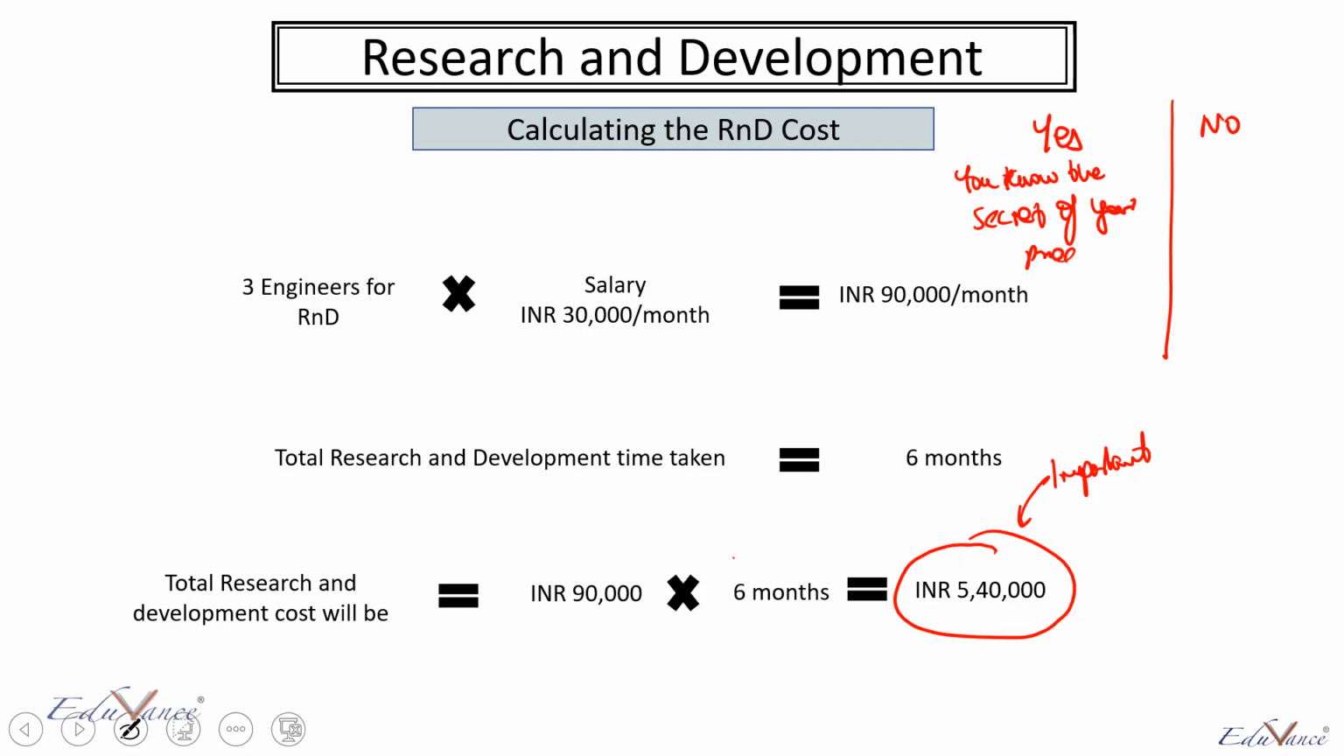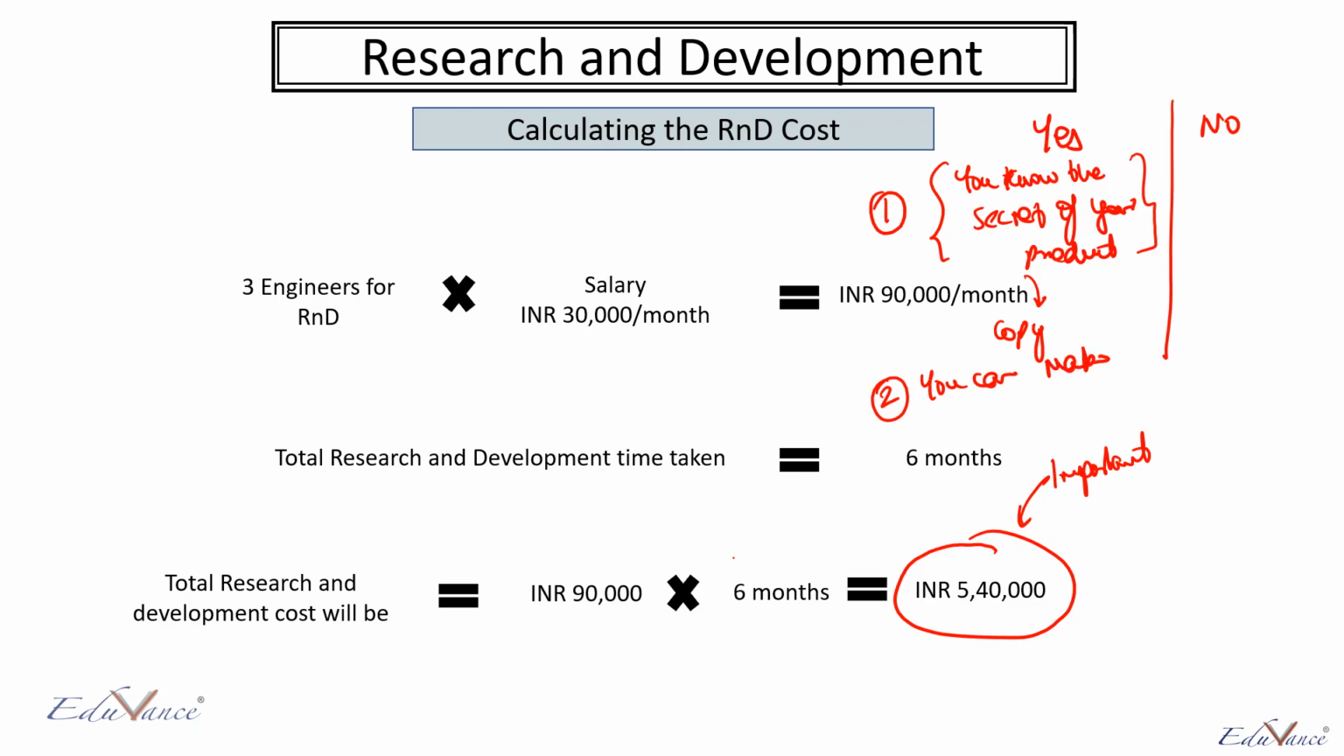So your product is known only by you, and it will be very difficult for somebody to copy your product because you know the secret. So the first advantage of doing research and development is that. The second advantage is that you can make more advancements. So you can keep improving your product. So you can make more improvements because you know your product better than anybody else. So that is another advantage.